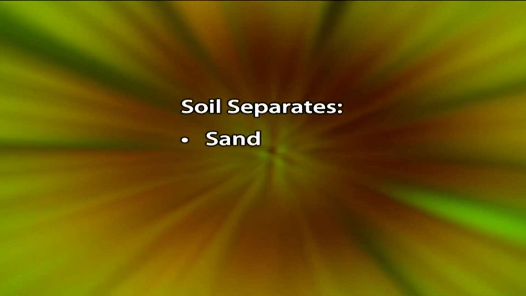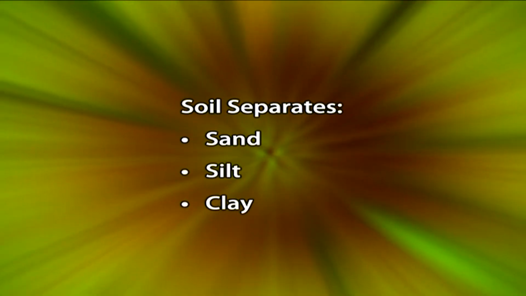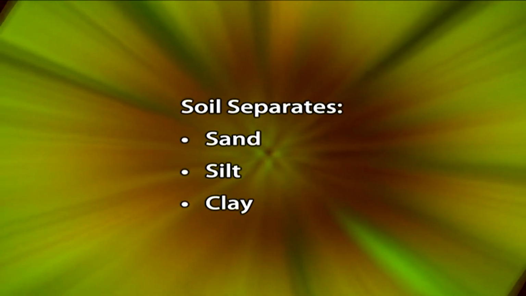The three main and basic soil separates are sand, silt, and clay. The soil separates are defined in terms of particle diameter in millimeters. The size limit of these soil separates have been established by various organizations. Thus, there are various systems of naming these soil separates.